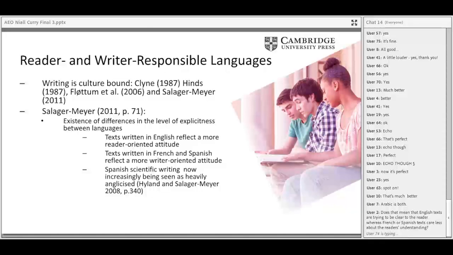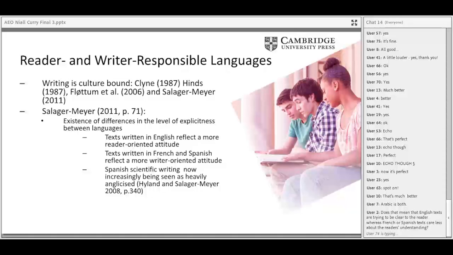When we look at texts like French and Spanish, they tend to reflect a more writer-oriented attitude. And what that means is that there may be less explicit inclusion of the reader in texts, because they may not necessarily need it. So this isn't a case of one language being better than the other, or one language being more thoughtful than the other.